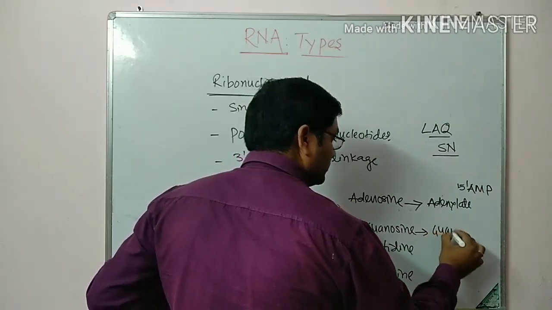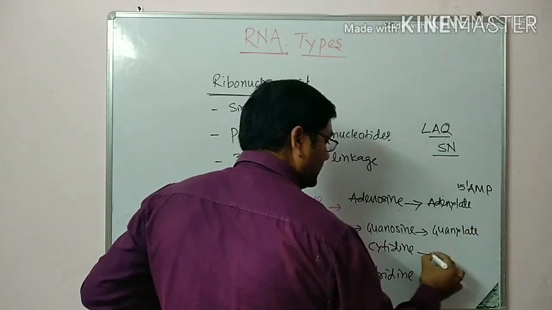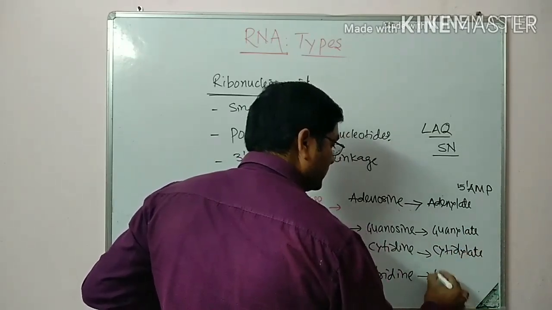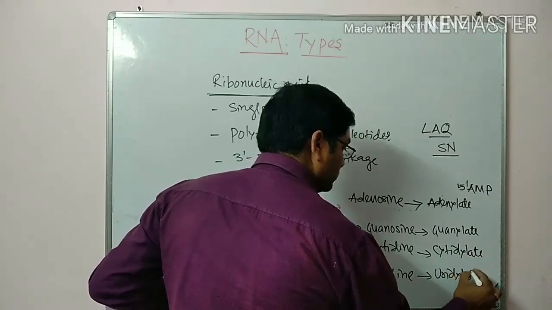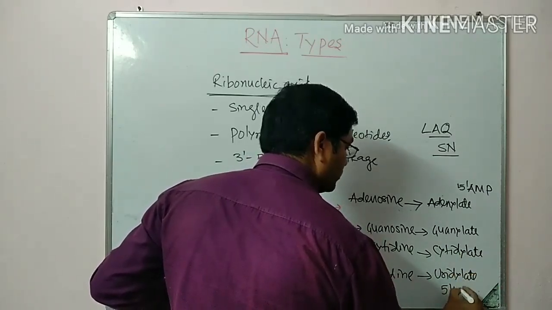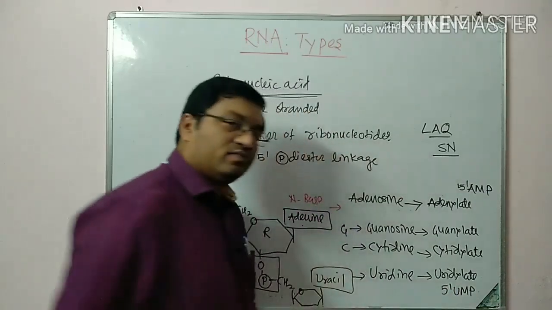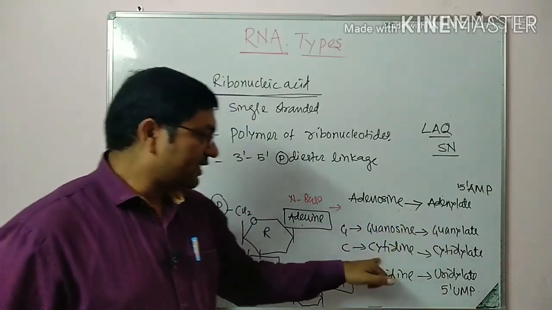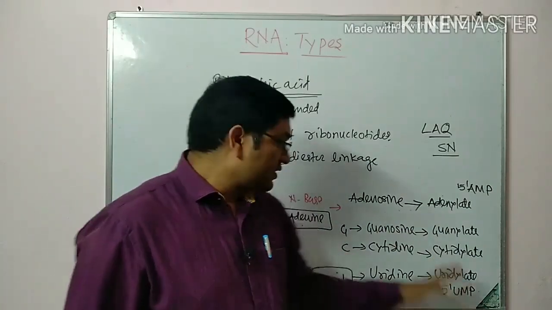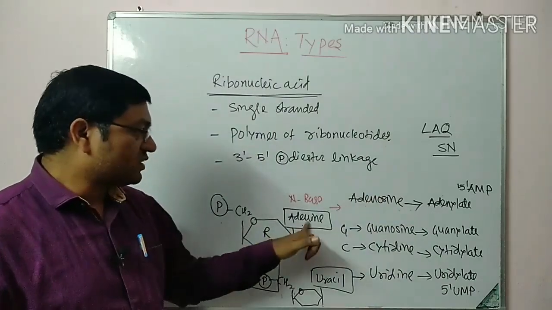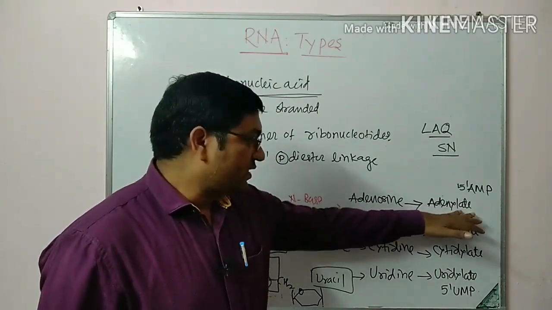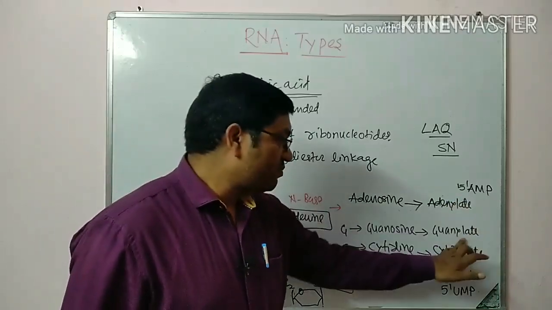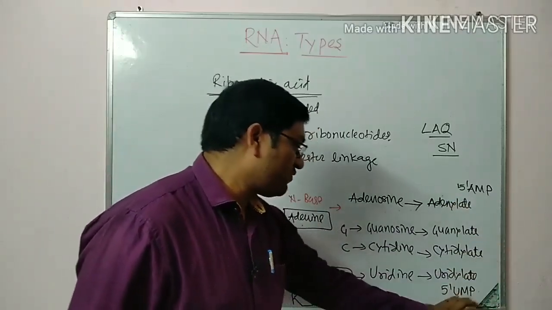Guanosine, it is guanylate. Cytidine, it is cytidylate. Uridine, it is uridylate, or it is known as 5' uridine monophosphate. Got it? Adenosine, adenylate, guanosine, guanylate, cytidine, cytidylate, uridine, uridylate. These are nucleosides, meaning ribose plus nitrogen base. These are the phosphates, meaning adenylate, guanylate, cytidylate and uridylate. Another name is 5' AMP, 5' GMP, 5' CMP and 5' UMP.